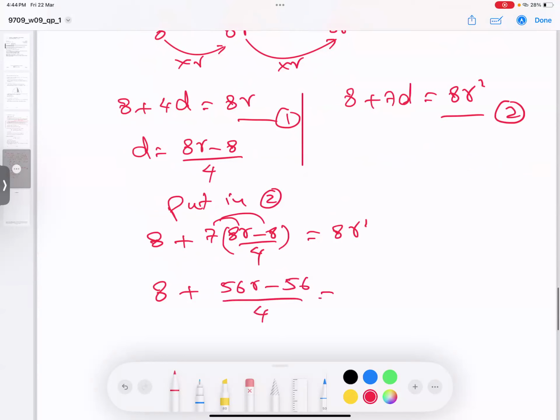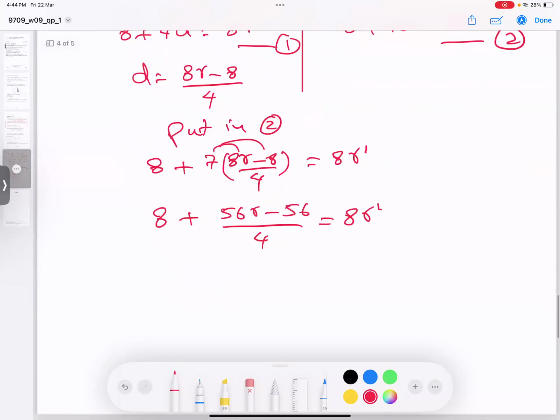56. Okay. Now multiply throughout by 4. So 8 4s are 32. So this remains the same. 8 4s are 32r square.